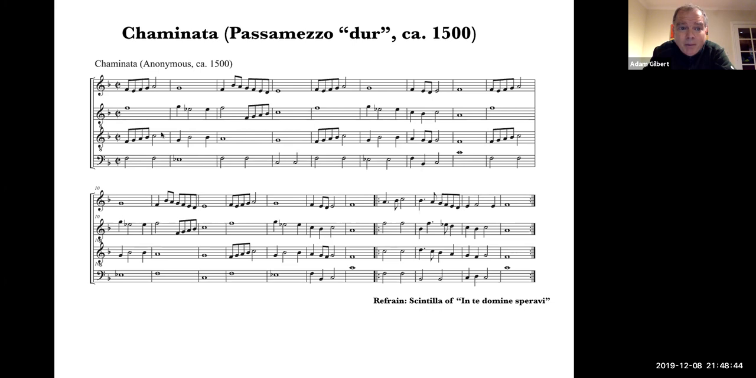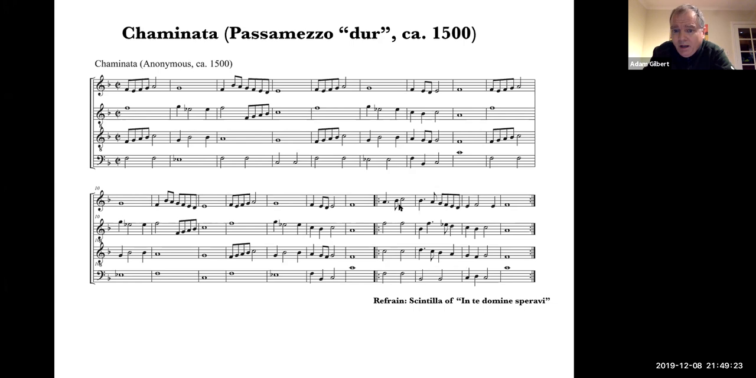So there is a built-in problem in this old passamezzo pattern, and they have to do things to avoid those parallel fifths between measure one and two. By the way, you might notice this is typical also of old passamezzi. They have a refrain pattern that's just a close. And I like to tell people this is very closely related to In te Domine speravi. It's just the opening of In te Domine speravi minus a measure or two there.